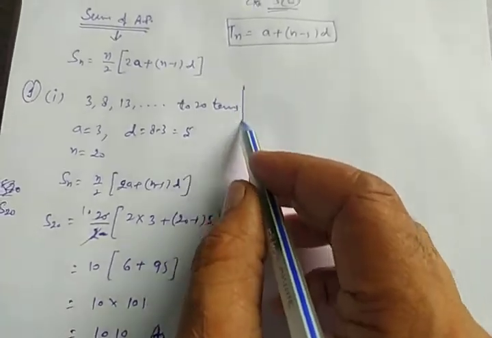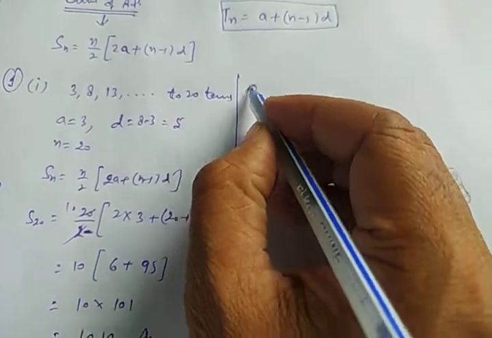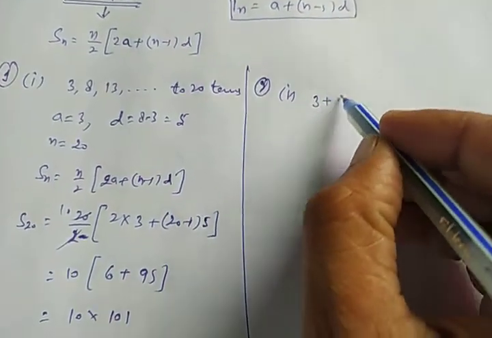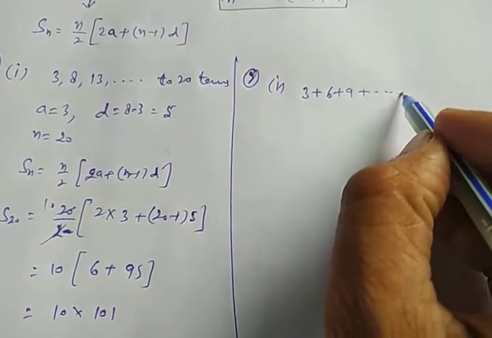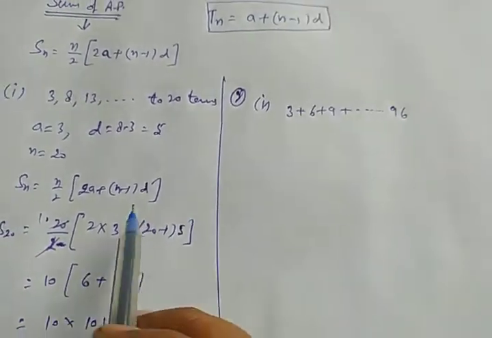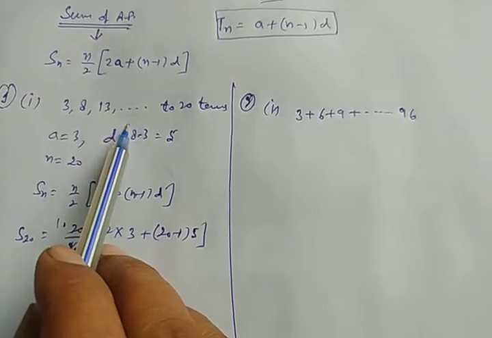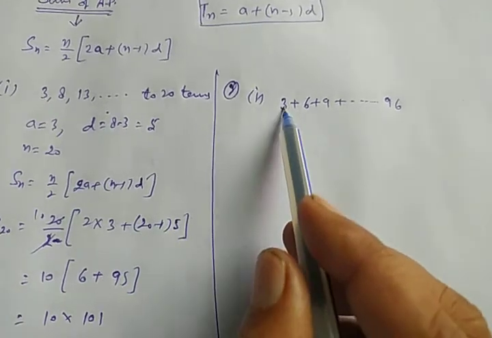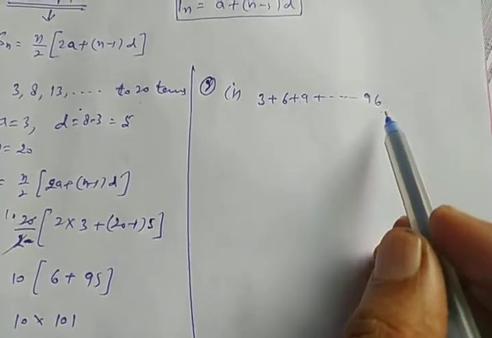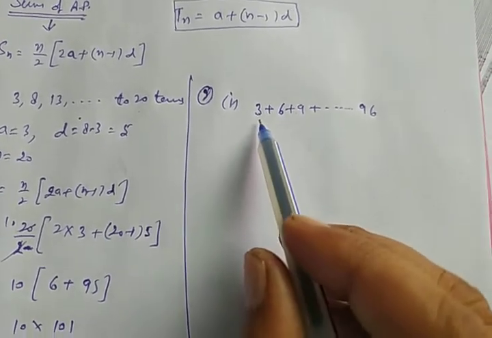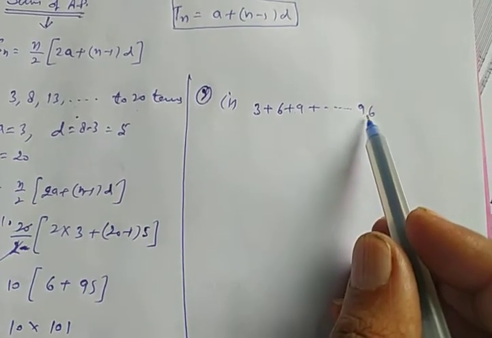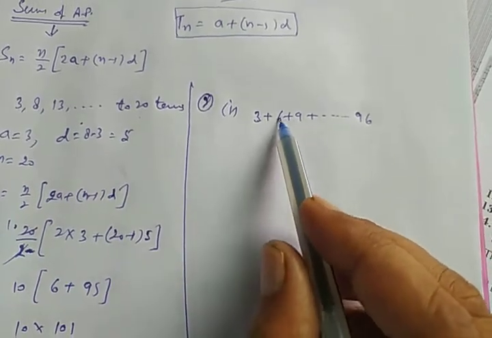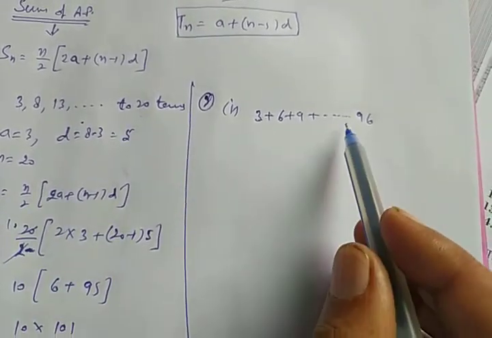Second type of question, second part 1, I am going to explain. A series has been given: 3 plus 6 plus 9 plus dot dot dot 96. In the previous question it was given that you have to add 20 terms, but in this question the series has been given up to 96. In this case 96 does not mean you have to add 96 terms. It is a certain term of the AP. How many terms are there in the AP? This is not given. You will have to find it.